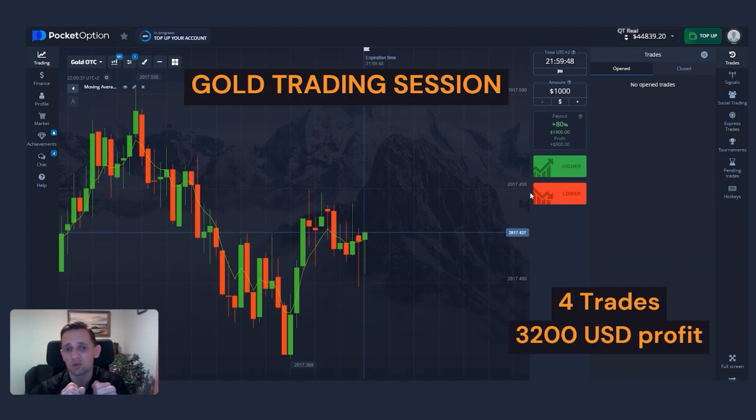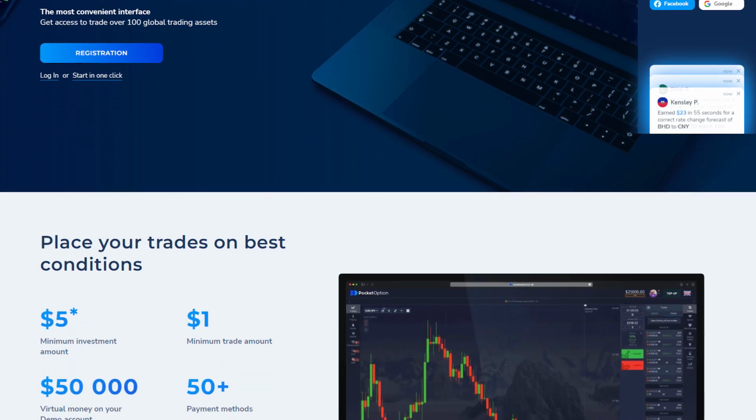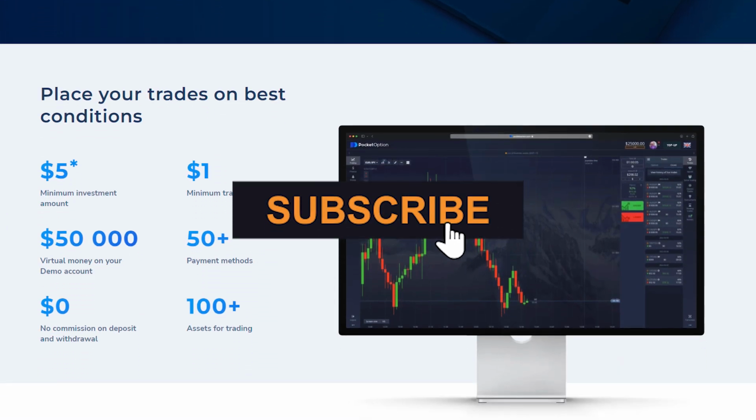Simple moving average strategy, good market timing with short expiry date, and correct risk management. And Pocket Option for that matter, because trade execution is rather smooth and efficient.